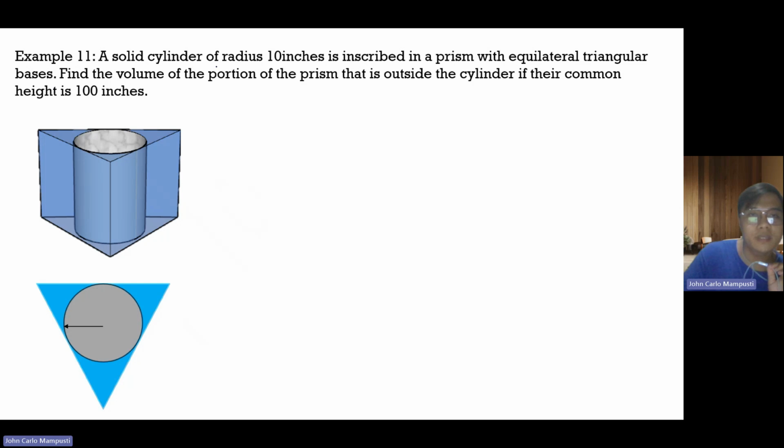A solid cylinder of radius 10 inches is inscribed in a prism with equilateral triangular bases. Find the volume of the portion of the prism that is outside the cylinder if the common height is 100 inches. Okay, ulitin ko, a solid cylinder of radius 10 inches. So, ibig sabihin, r is equal to 10. Okay? Equilateral yan, so ibig sabihin pare-parehas sila ng side. Sabi natin a yan, no? a yung side natin siya.